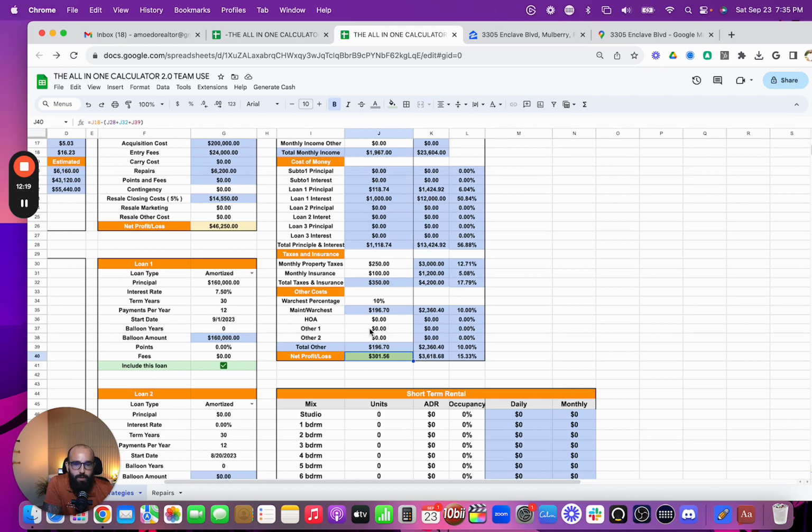$301.56 every single month. Now, we do have an HOA here. It is $25, let's just say. So I'm putting that there. And you notice that our actual cash flow is $276.